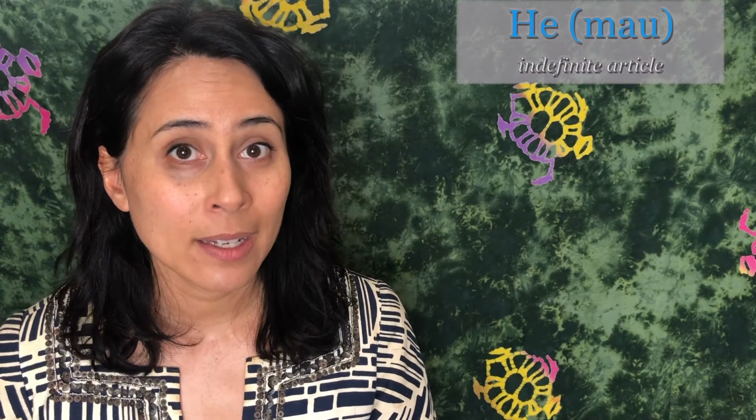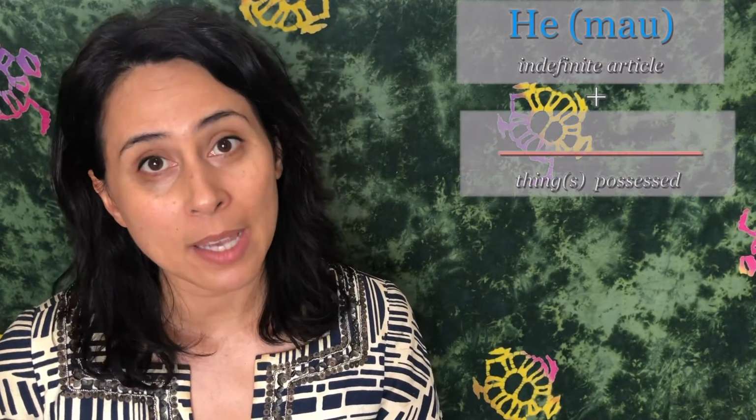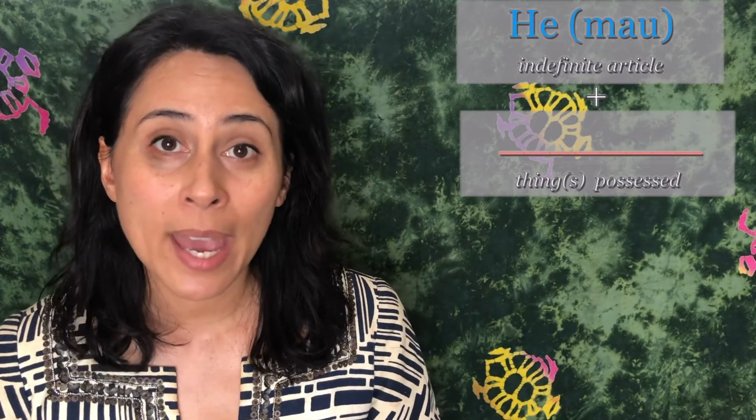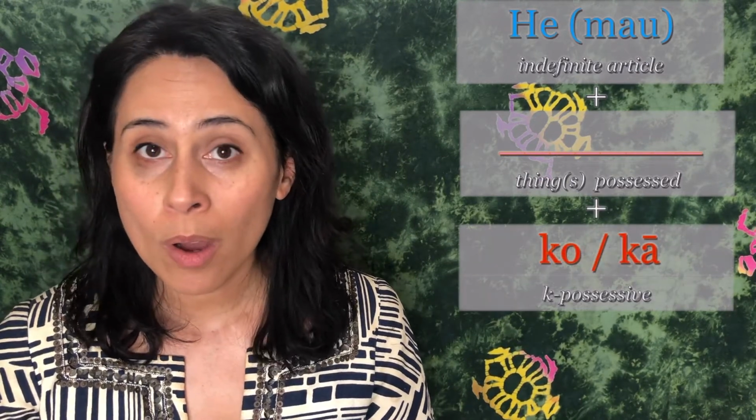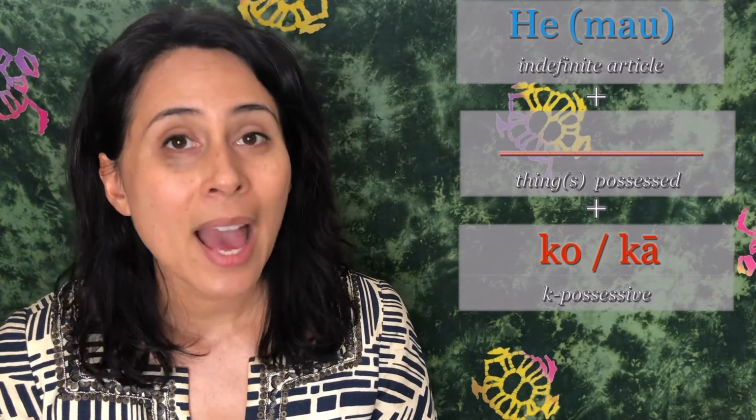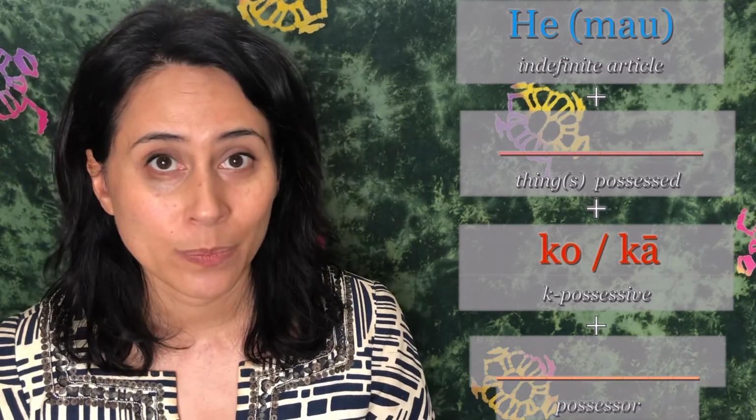Okay, so as a reminder from our last lesson, if you want to say something like, the teacher has a house, the word order is indefinite article he, then the thing being possessed, then your ke possessive word ko or ka, and then the possessor. So for the sentence, the teacher has a house, in Hawaiian that's he hale ko ke kumu.